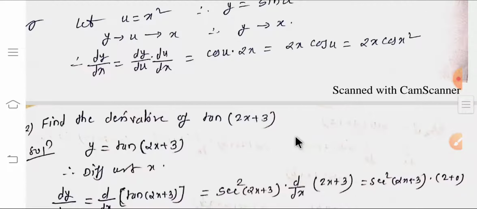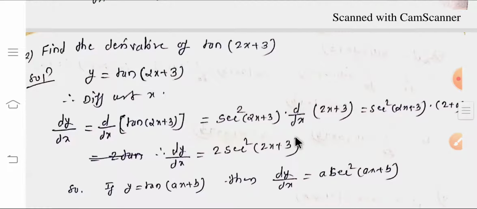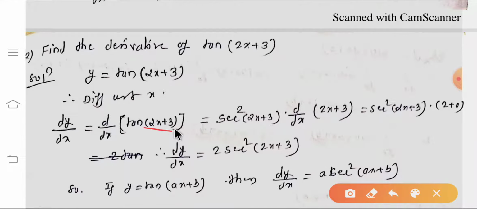Now the next example is, find the derivative of tan of 2x plus 3. Solution: let y equal to tan of 2x plus 3. Differentiating with respect to x, we have dy by dx equal to d by dx of tan of 2x plus 3. We know the derivative of tan x is secant square x. So we consider this whole term as x. Therefore the derivative of tan of 2x plus 3 is secant square of 2x plus 3.